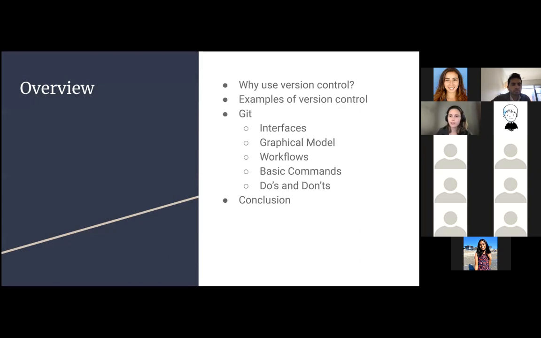So just to provide a little bit of an overview for what we're going to talk about today. First, we're going to talk about why we want to use version control. Then we're going to go into some examples of different types of version control. And then we're going to talk more about Git, which is a version control system, the interfaces that you can use Git with, Git as a graphical model, some example workflows, some basic commands, some do's and don'ts when you're using Git, and just a little bit of a conclusion.